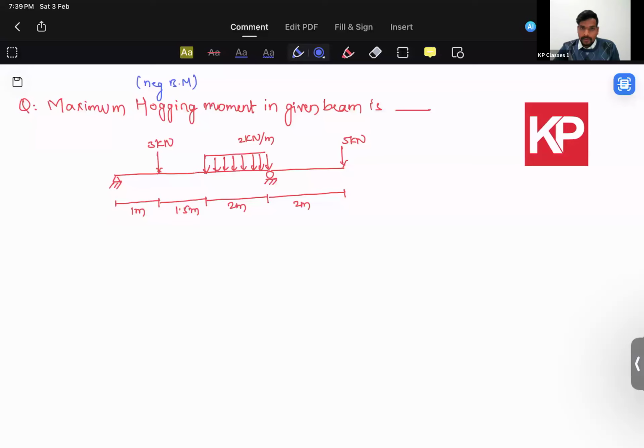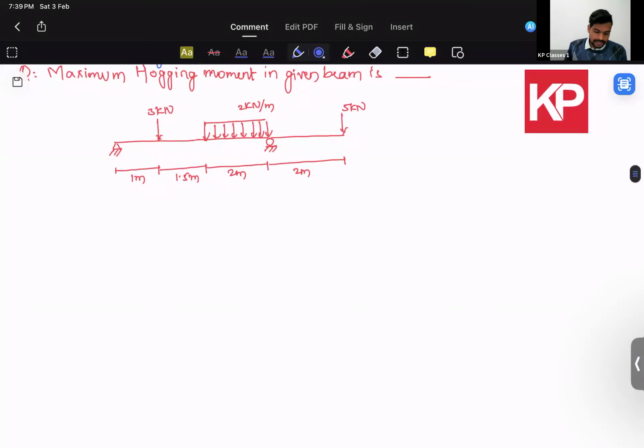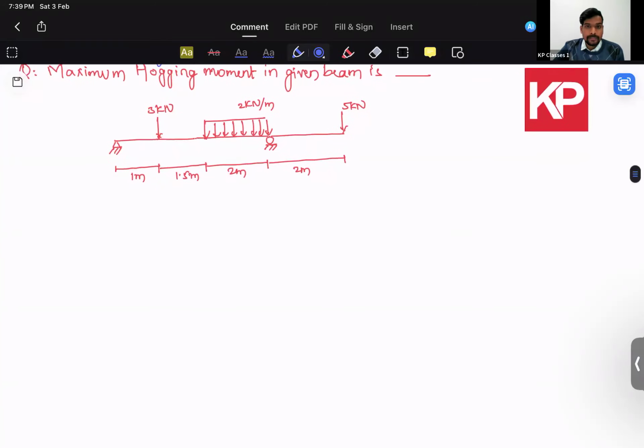Generally, we take sagging moments as positive and hogging moments as negative. They're asking for the negative bending moment, so you need to give that answer. If it is a negative answer already, you need not write minus again. So let us try to solve this. First thing first, in finding the maximum bending moment, the easiest way would be to draw the shear force diagram and bending moment diagram and have a look at it. That way, you can easily give an answer.